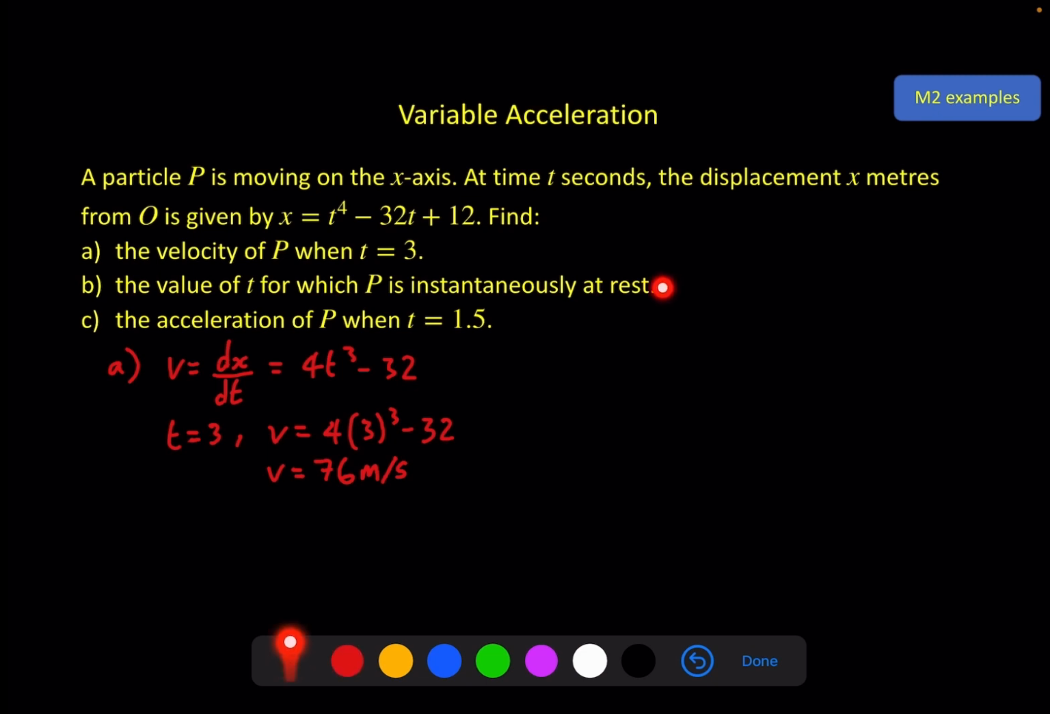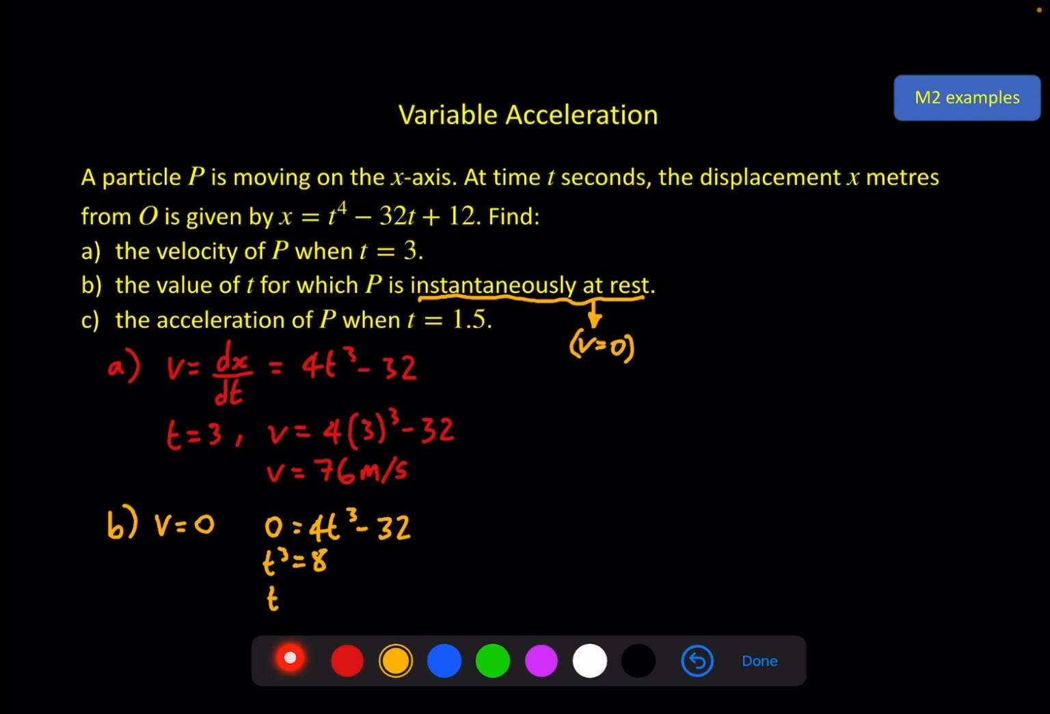This is no different from what we did in the previous video, now that I've got the formula for v in terms of t. I just need to use it when v equals 0, instantaneously at rest. So when v equals 0, we have 0 equals 4t cubed minus 32. That gives t cubed equals 8, so t must be 2 seconds.